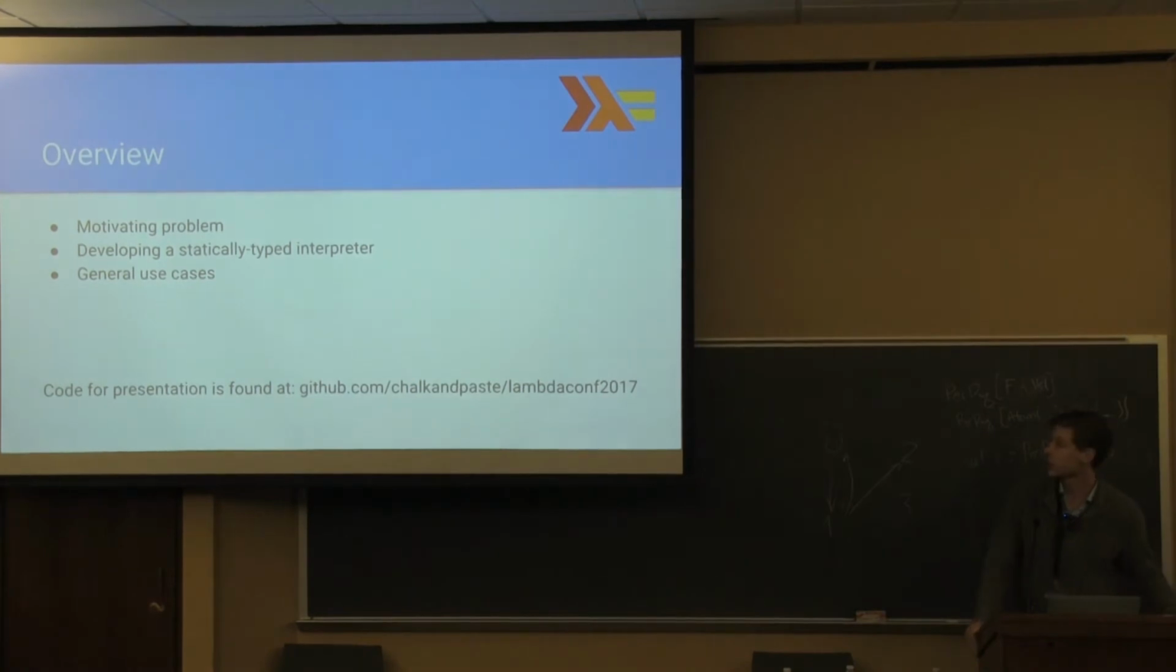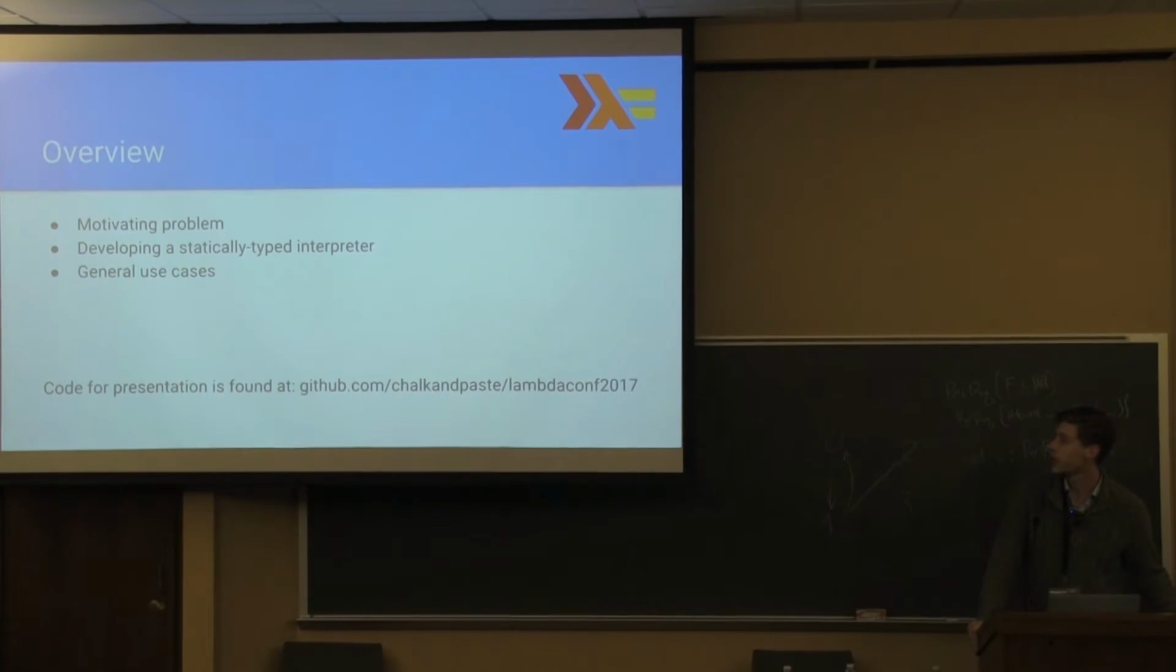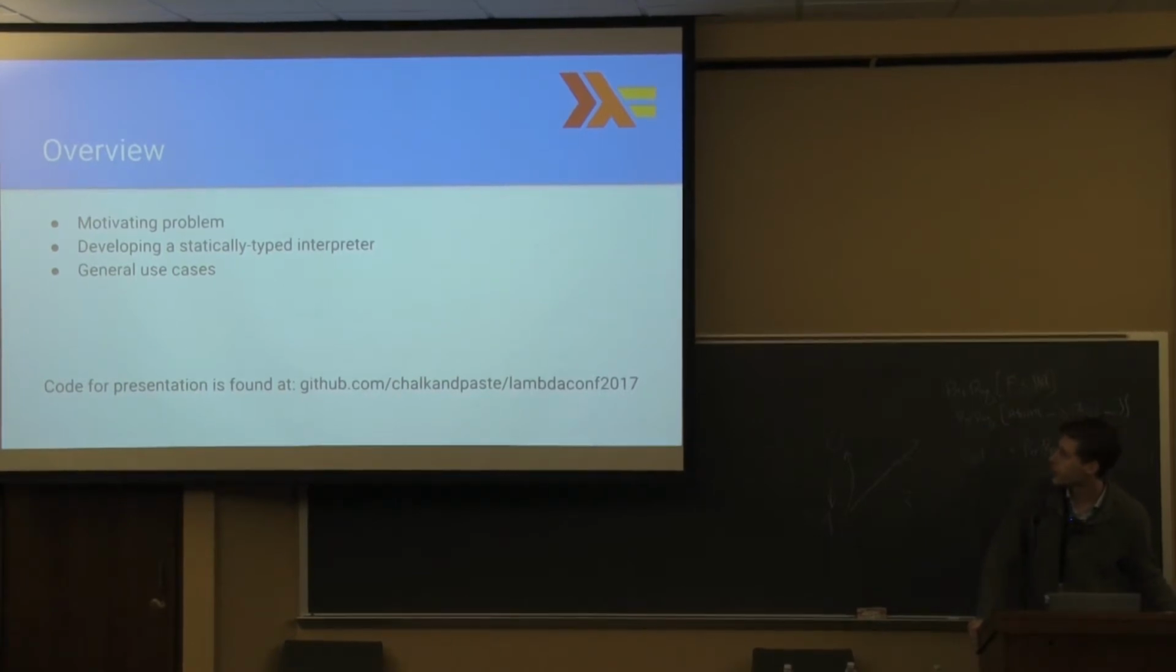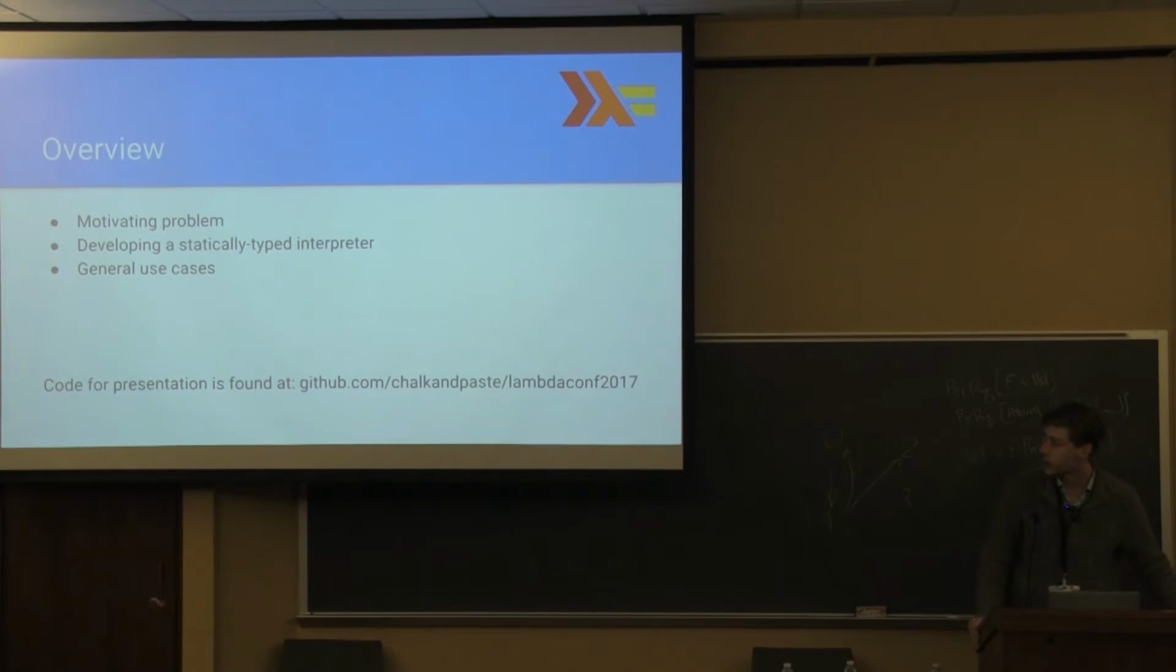So this talk is going to be very straightforward today. First, I want to talk a little bit about the motivating problem that we experienced at Leap Year. And then I want to go through the actual process of developing the statically typed interpreter, going over the three primary tools that we'll be going into. And then hopefully I'll cover a little bit of general use cases, highlight ways in which I've seen these tools used, and ways in which I imagine these tools could be used further.